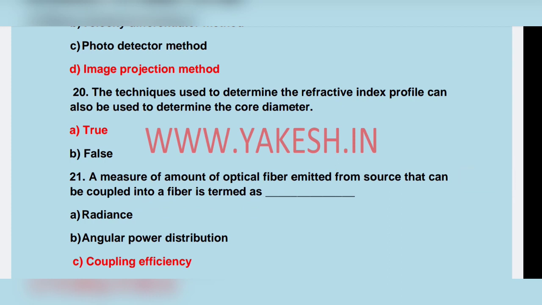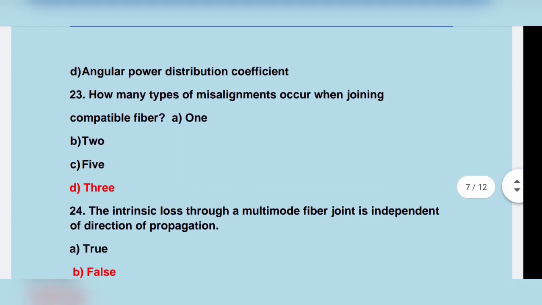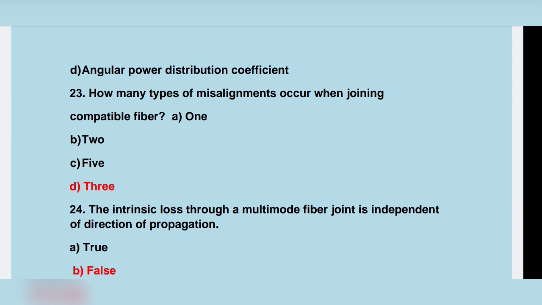A measure of the amount of optical power emitted from the source that can be coupled into the fiber is termed as, option C, coupling efficiency. The ratio R equals (n1 minus n) divided by (n1 plus n) indicates the reflection coefficient. Option B. How many types of misalignment occur when joining? Option D. 3 types. The intensity loss through a multimode fiber joint is independent of the direction of propagation. Option B. False.